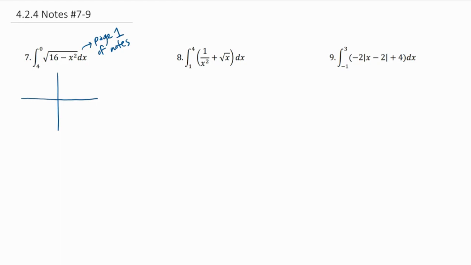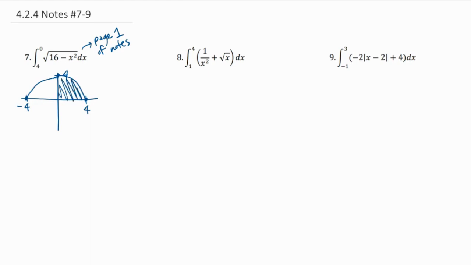And you should know that this is a semicircle. So if you plug in 0, you get 4. If you plug in 4, you get 0. If you plug in negative 4, you get 0. So we have a semicircle here. I'm just going to draw a quick sketch. And it says from 4 to 0.